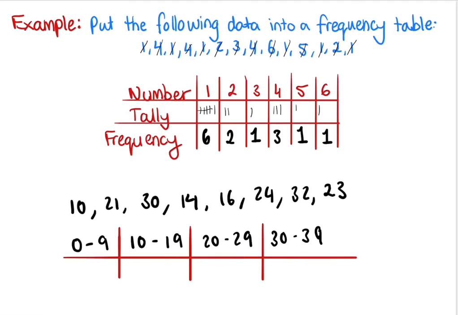we would look at what numbers fall in between these ranges. So I'm going to do my tallies now. 10 goes there, cross it out. 21 goes there, cross it out. 30 would go there, cross it out. 14 goes there, cross it out. 16. And you just keep going.